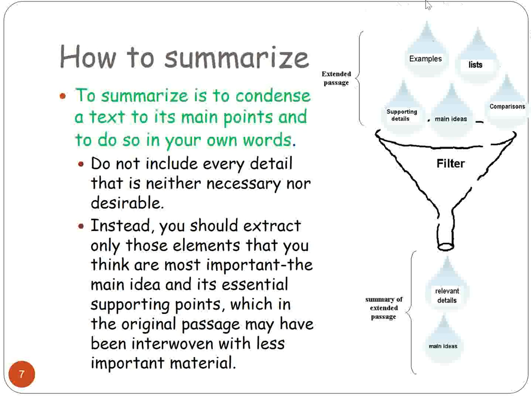So look at this one. The extended passage contains main ideas, and with main ideas it has got some supporting details. Then it has got comparison and contrast. It has got lists and examples. So you have to put that extended passage into a filter, and then you have to find out the summary. You have to filter out the relevant details and main idea.